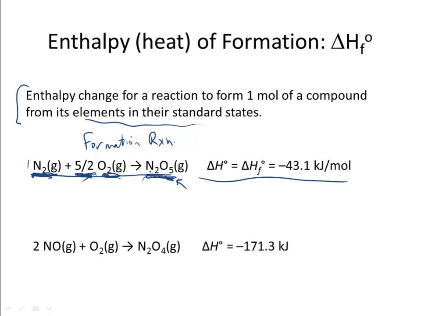You can write other reactions that make N2O5 or N2O4 or whatever. Here's one that makes N2O4: 2 NOs react with O2 to make N2O4. This forms that compound, but this is not a formation reaction, so it is not equal to delta H of formation. It's not a formation reaction because we're not using only elements to form it. We're using oxygen, but we would need to use N2 here if this was going to be a valid formation reaction.